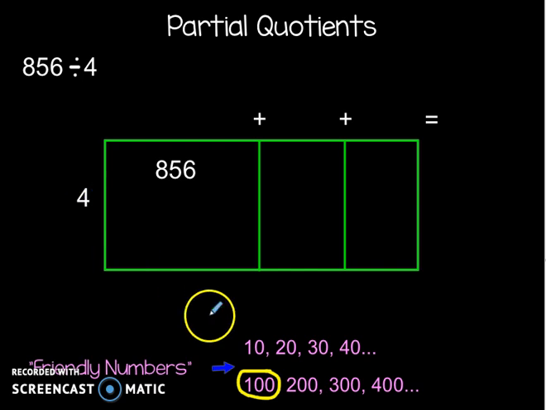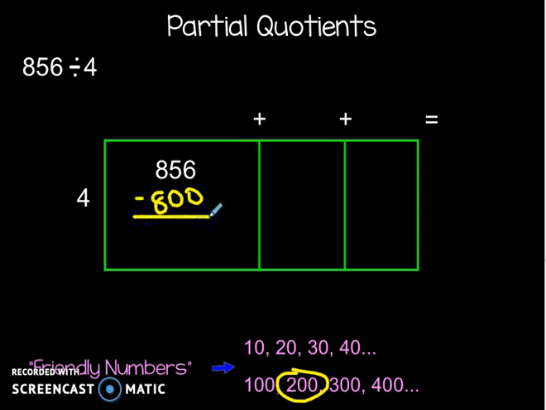What about 4 times 200? Well, what is 4 times 200? Well, I know that 4 times 2 is 8. And then I add my 2 zeros. So 4 times 200 is 800. So now I said that 4 times 200 is 800.